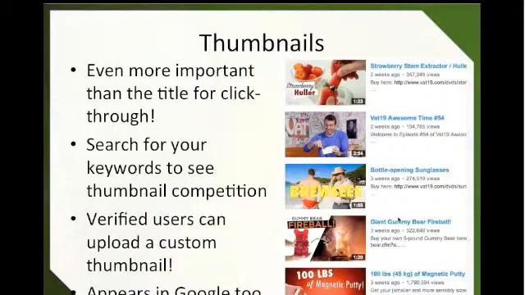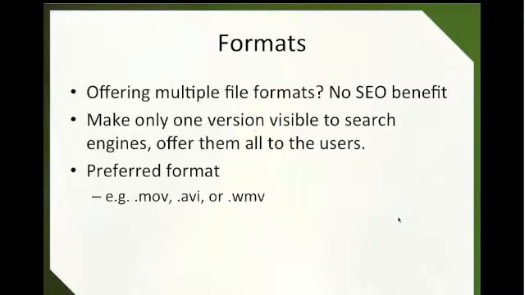You can upload your own custom thumbnail. You just have to have a verified YouTube account. So you just specify a mobile phone number. YouTube will send you a text message with the verification code. Then you use that in the verification. You just type in that code into the YouTube site. Boom! Now you're a verified user, and you can upload custom thumbnails.